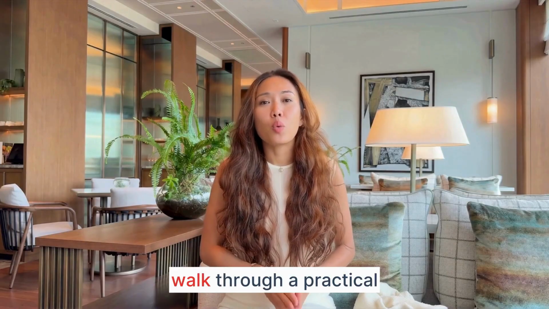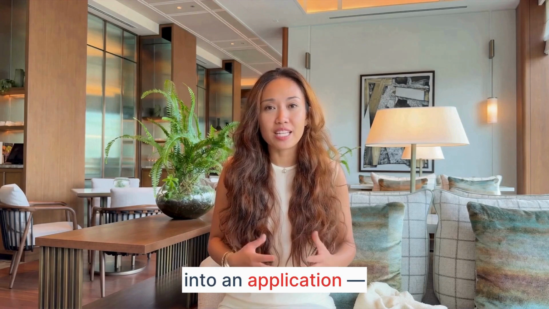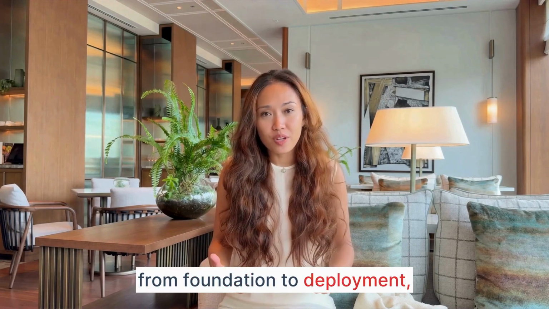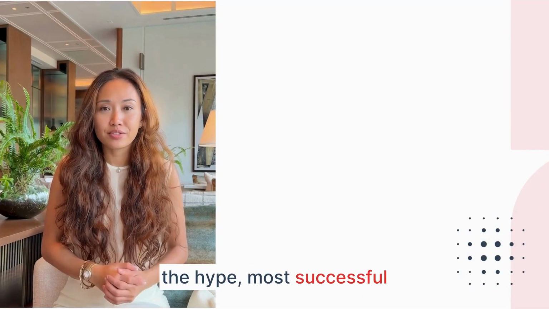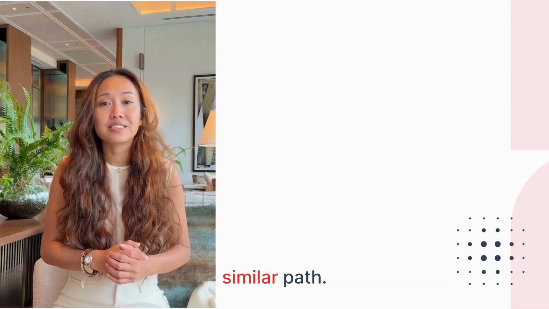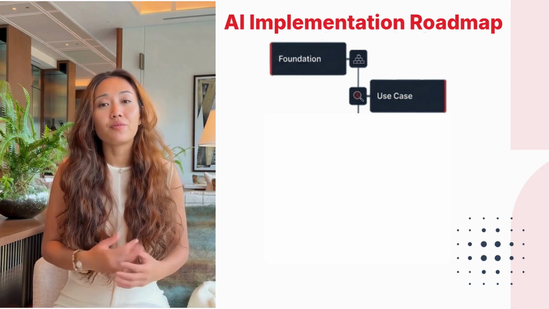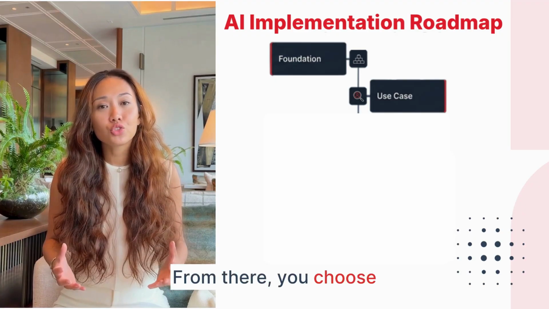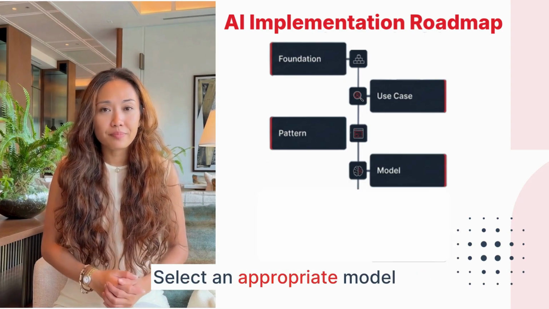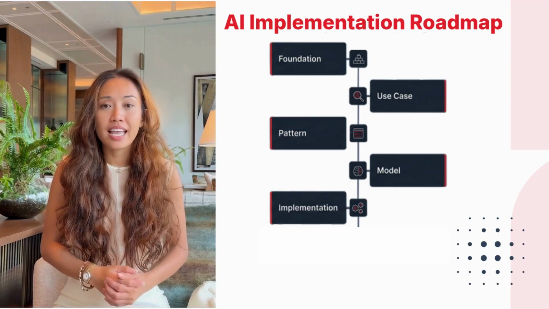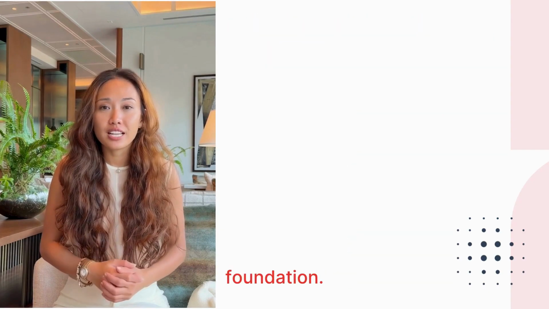In this video, I'll walk through a practical framework for implementing AI into an application, from foundation to deployment and everything in between. When you strip away the hype, most successful AI implementations follow a similar path. First, you establish the foundation, then you identify the right use case. From there, you choose the simplest implementation pattern that solves the problem. Select an appropriate model and integrate it into the product. And finally, evaluate and improve it over time. Let's start with the foundation.